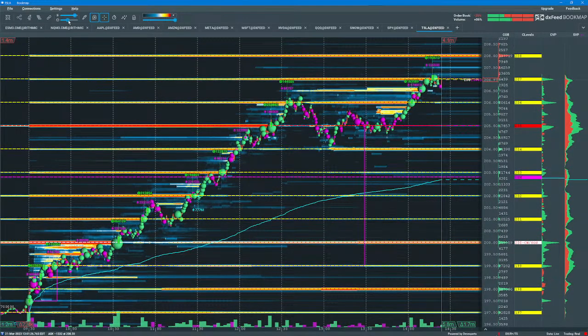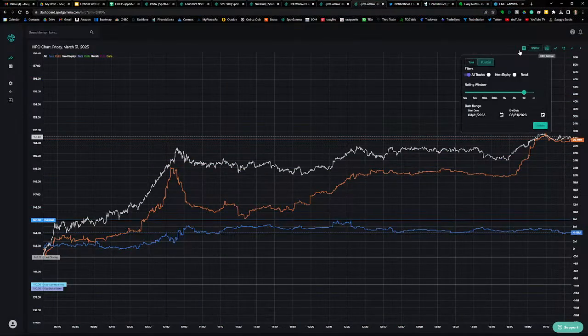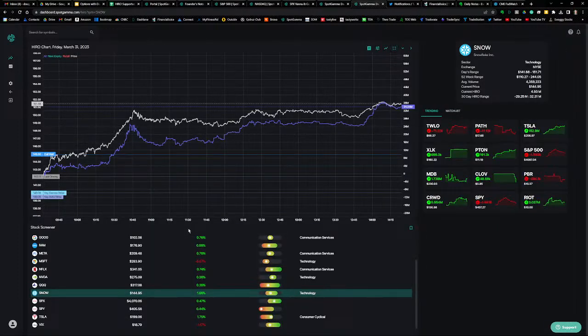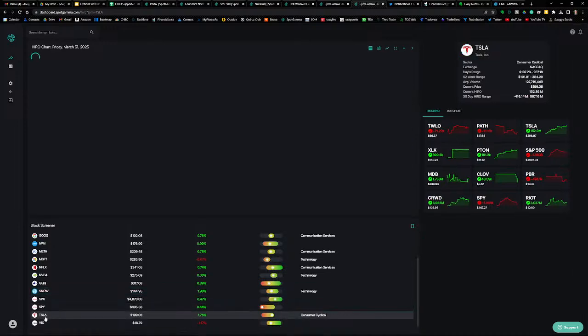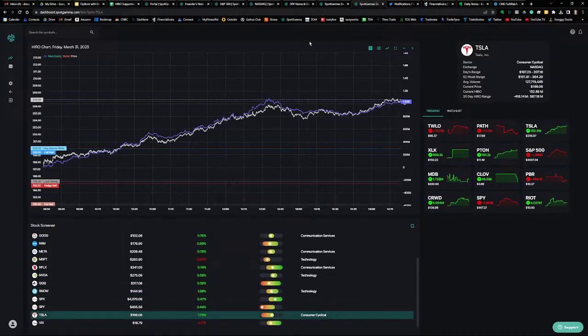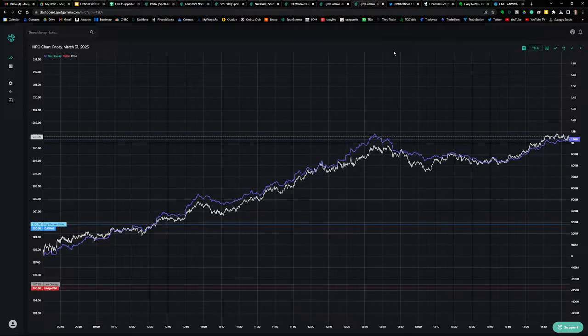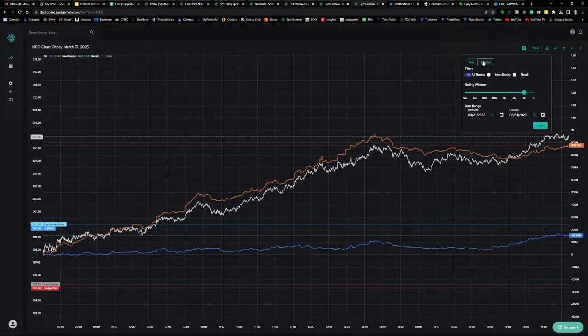Let me just adjust the size of these dots, tone that down a little bit. So let's go take a look at Hero and see what options traders are doing. There's Tesla. And this is just an incredible confirmation. Strong correlation between hedging flow, options trades, and price action. And we'll see this is driven by call buyers.